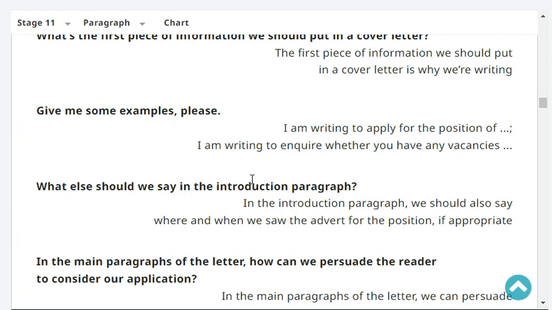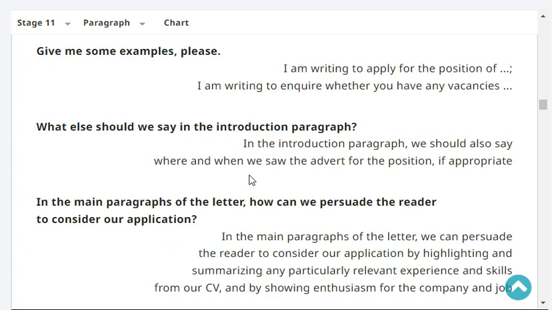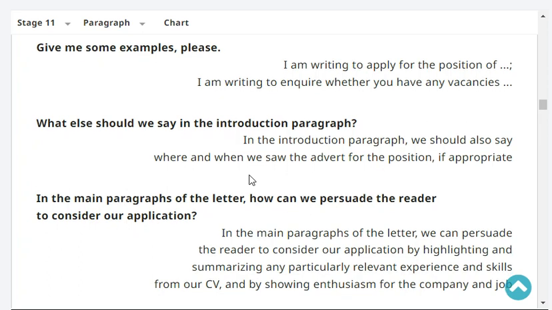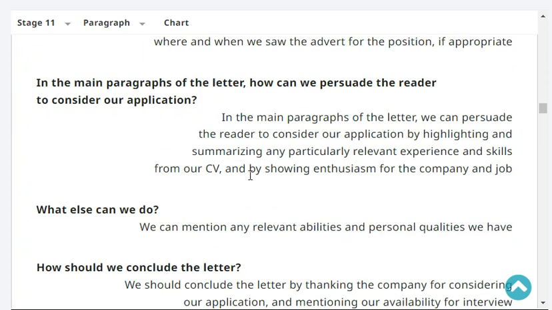What else should we say in the introduction paragraph? In the introduction paragraph, we should also say where and when we saw the advert for the position, if appropriate.